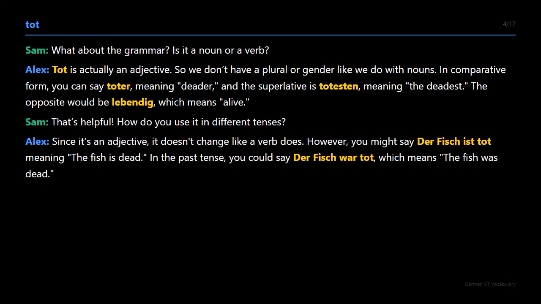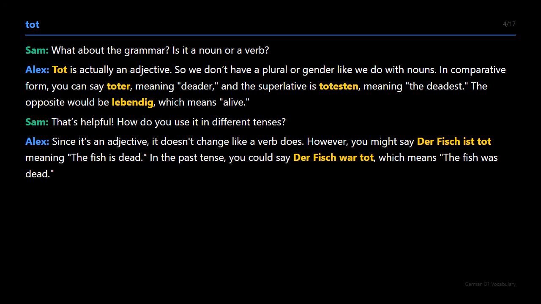How do you use it in different tenses? Since it's an adjective, it doesn't change like a verb does. However, you might say der Fisch ist tot, meaning the fish is dead. In the past tense, you could say der Fisch war tot, which means the fish was dead.